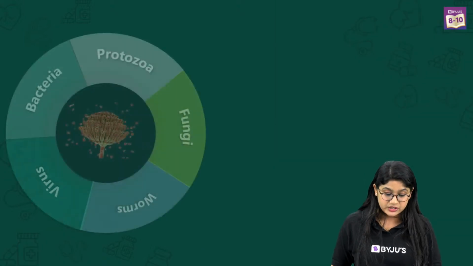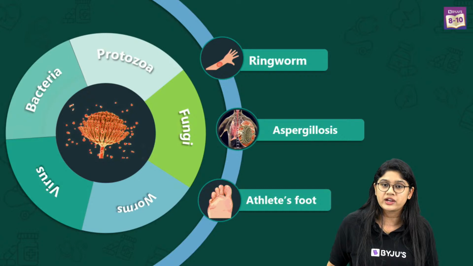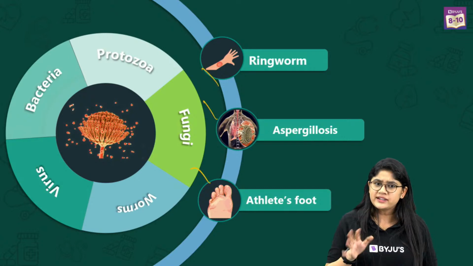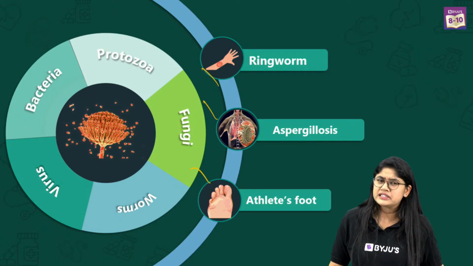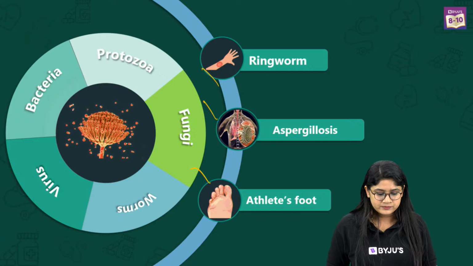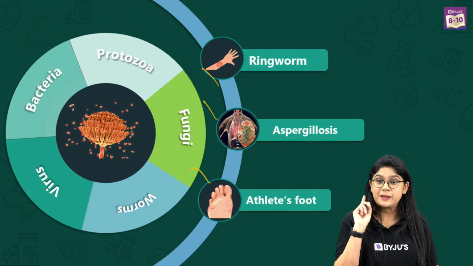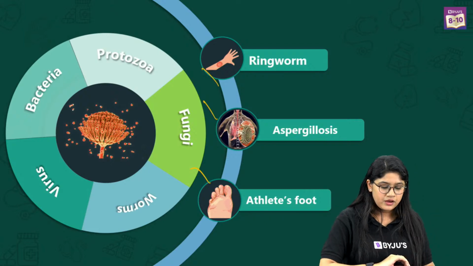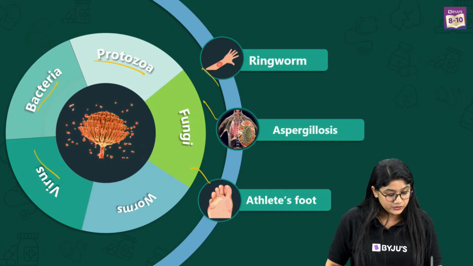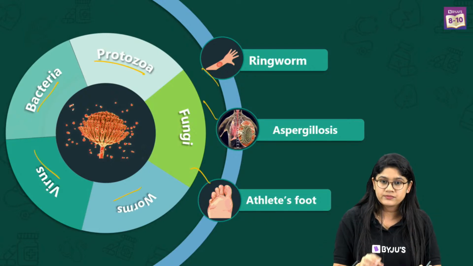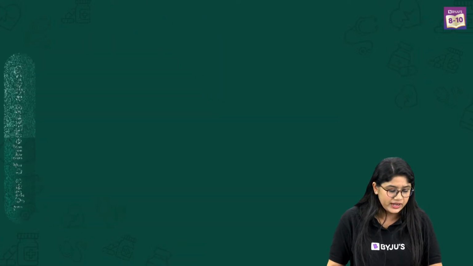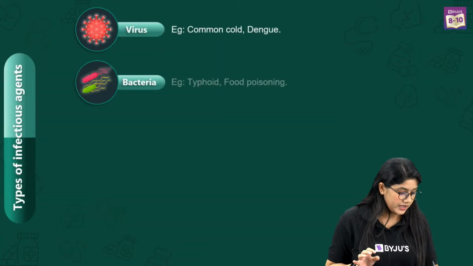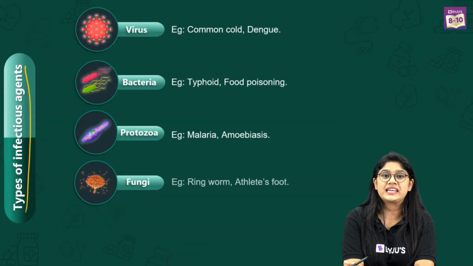And over here we have other diseases that are caused by the fungi. So in our textbook we have these diseases, right? Athlete's foot, then we have the ringworm. So all of these diseases are caused by the fungi. Now we have discussed the various pathogens and the diseases that they cause. Now what we'll do, we'll move ahead and learn more about them in the types of infectious agent.